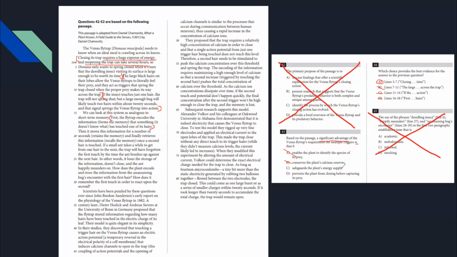So safeguards the plant's energy supply. It requires a huge expense of energy, and reopening the trap takes time. So it doesn't have much energy. So I think C would be the best choice. So let's just put a tick mark over there. And then D, prevents the plant from closing before capturing its prey. Not so sure about that one because it's not related to the other two, and it's not related to the quote. So I believe option C would be the best for 43.